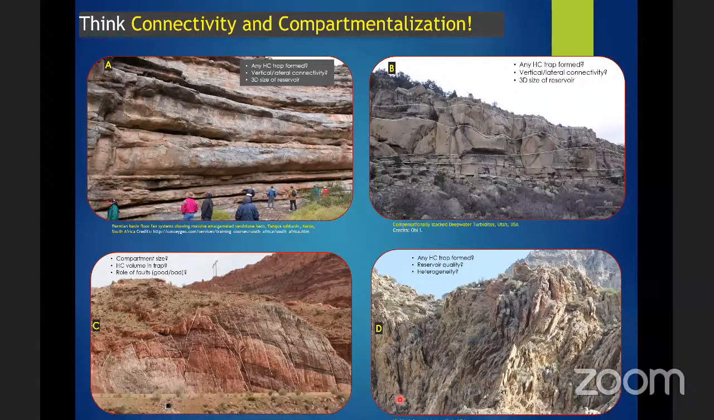Are they serving as conduits, or are they serving as sealing barriers? Are they keeping the oil in place? Are they allowing the hydrocarbon or the oil and gas to move away? Depending on what you determine, if you determine that they are keeping the oil and gas in place, the next question will be, okay, what is the size of the compartments?